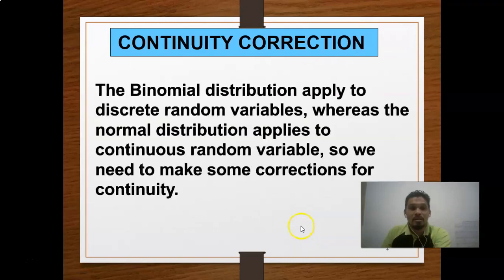And since the binomial applies to discrete random variables, okay, so this is the key thing here, discrete, whereas the normal distribution applies to continuous random variables. So from these two different cases, from discrete to continuous, we need to make some correction for continuity. So that's what we call the continuity correction.